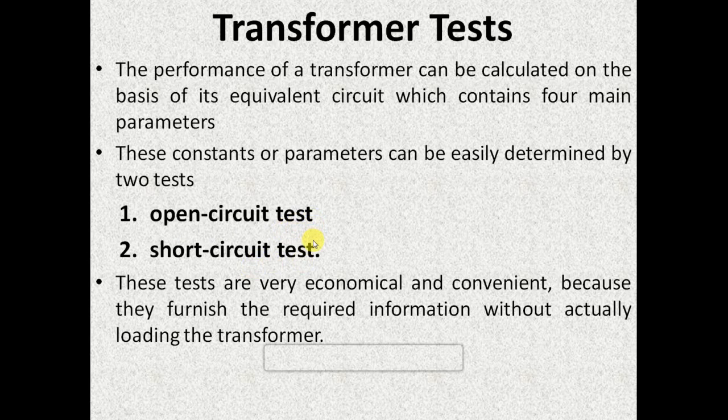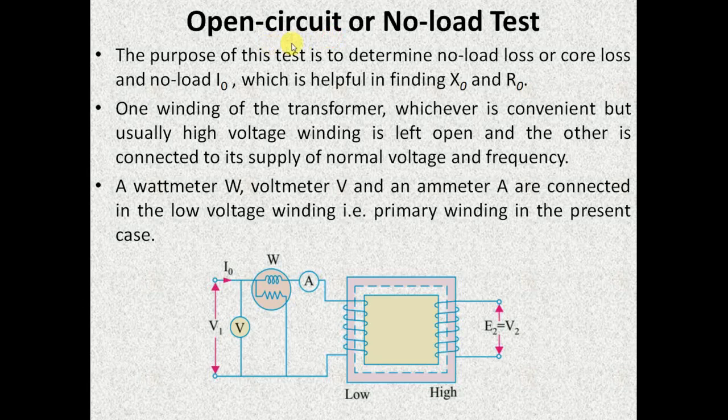Both these tests are very economical and convenient as they provide us with the required information without actually loading the transformer. We will start with open circuit test. This test is also called as no load test. This test is actually performed to determine the no load losses and no load current, which will further help in finding the values of X0 and R0. This open circuit test can be conducted on either side of the transformer, but it is usually convenient to conduct it on the low voltage side of the transformer.